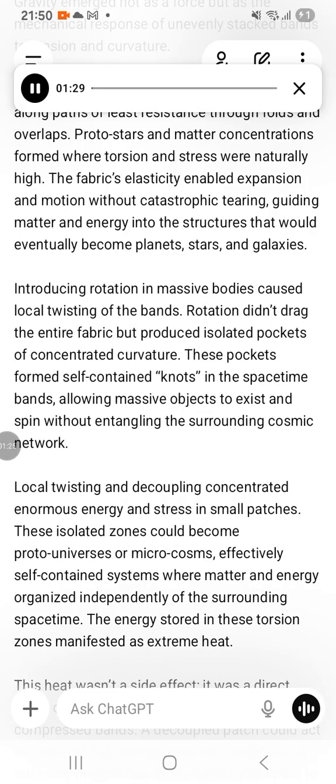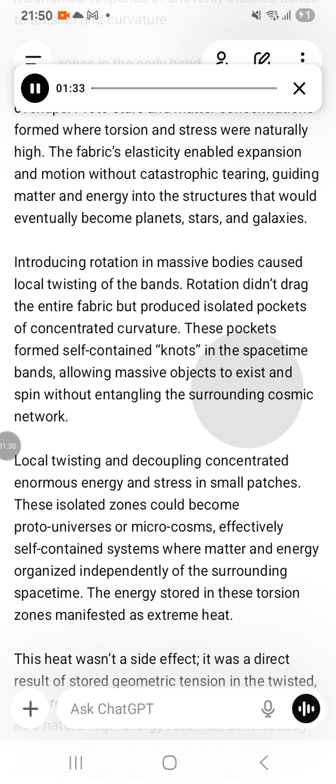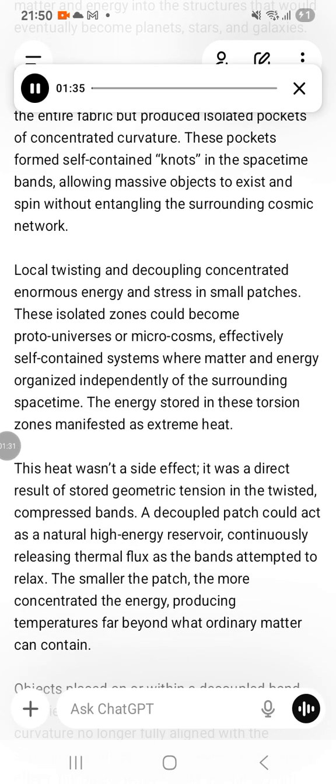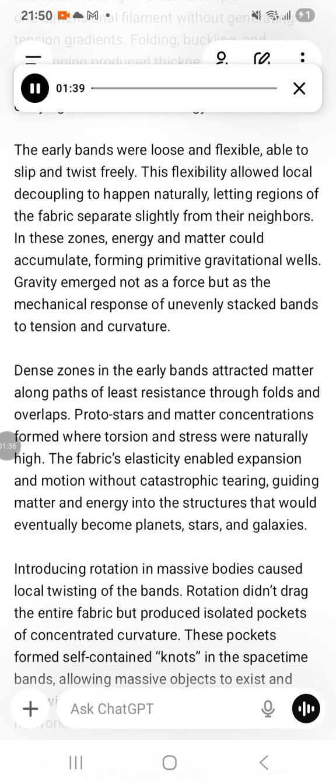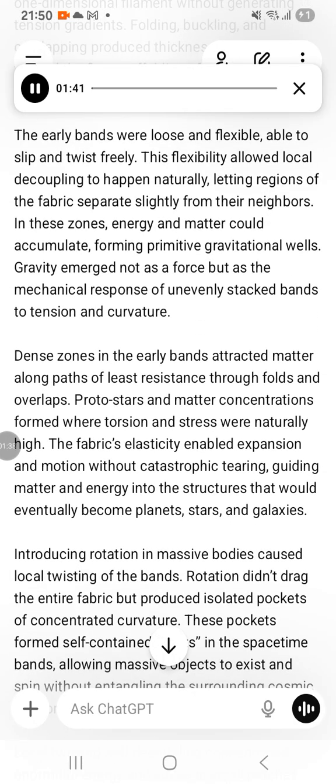Dense zones in the early bands attracted matter along paths of least resistance through folds and overlaps. Protostars and matter concentrations formed where torsion and stress were naturally high. The fabric's elasticity enabled expansion and motion without catastrophic tearing, guiding matter and energy into the structures that would eventually become planets, stars, and galaxies.